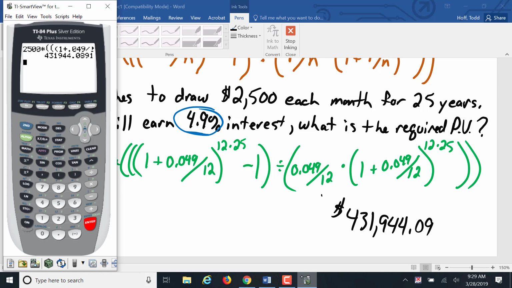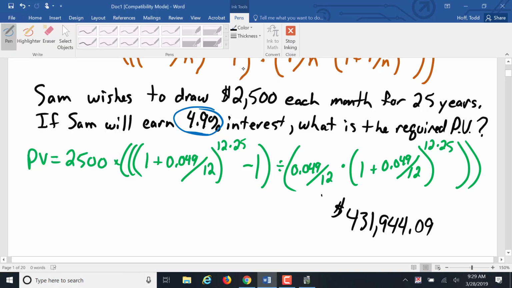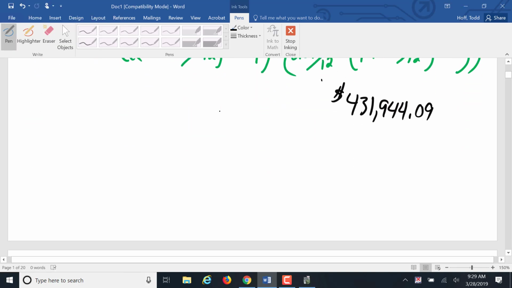So in order to be able to draw $2,500 a month for 25 years, Sam's going to need a balance of $431,944.09 at the beginning of that period in order to draw out the $2,500 every month for 25 years at 4.9%. Let's look at another example.